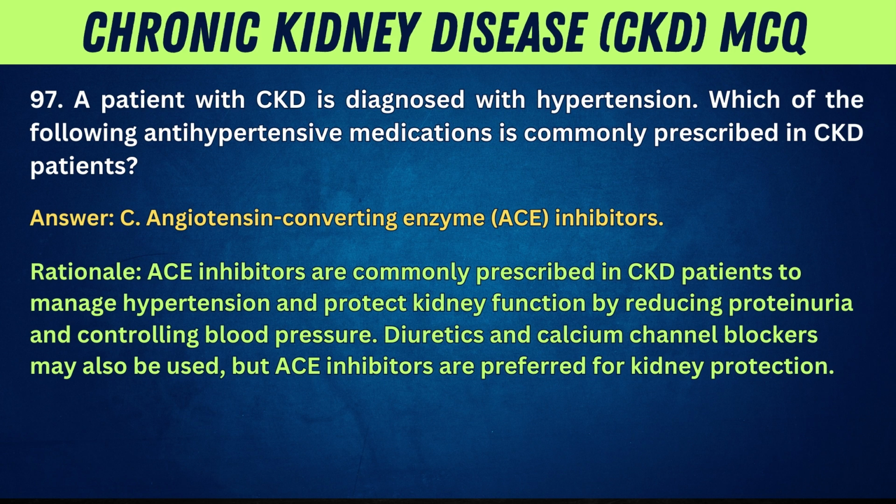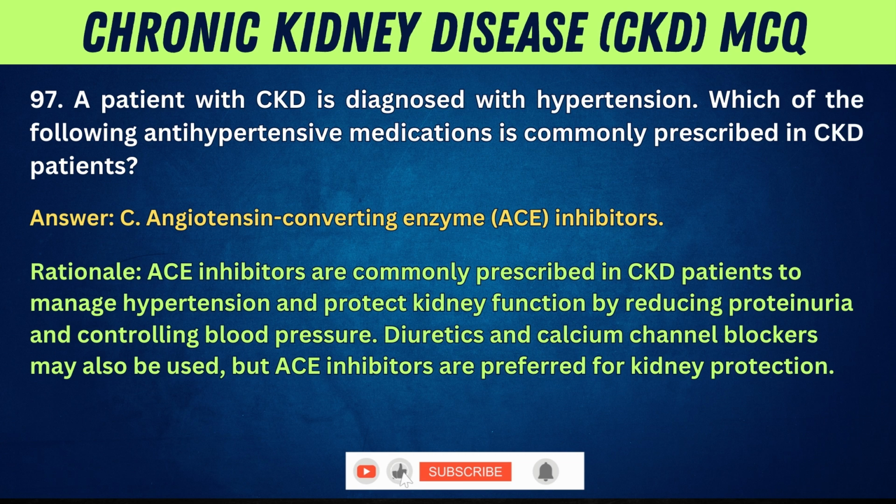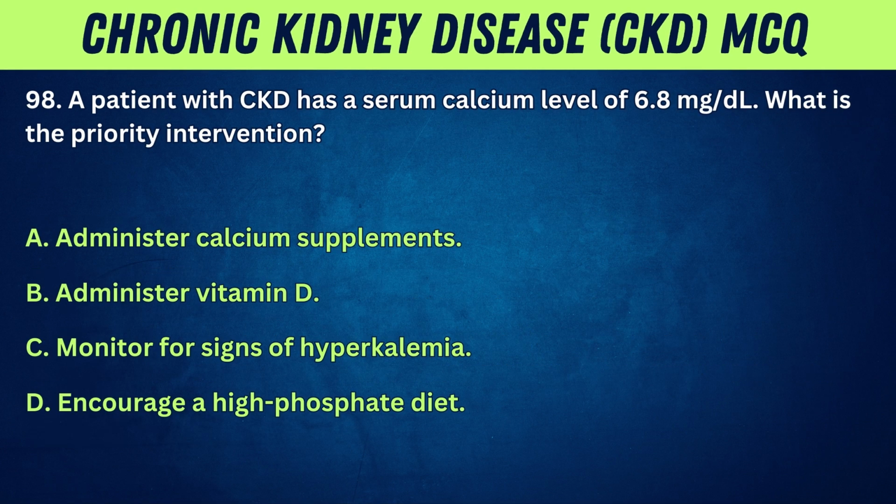Rationale: ACE inhibitors are commonly prescribed in CKD patients to manage hypertension and protect kidney function by reducing proteinuria and controlling blood pressure. Diuretics and calcium channel blockers may also be used, but ACE inhibitors are preferred for kidney protection.